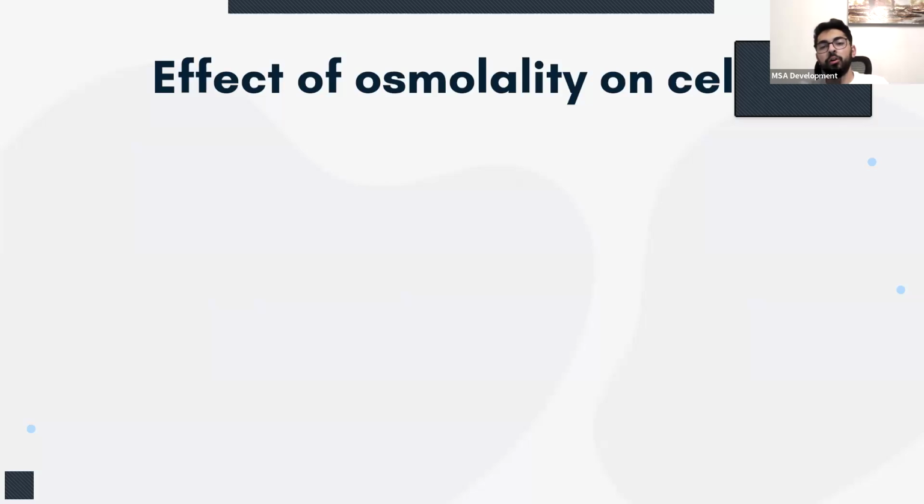What's the effect of osmolarity or tonicity on the cell shape?